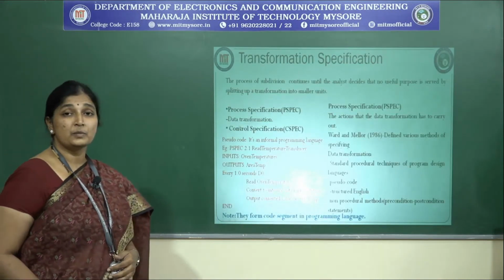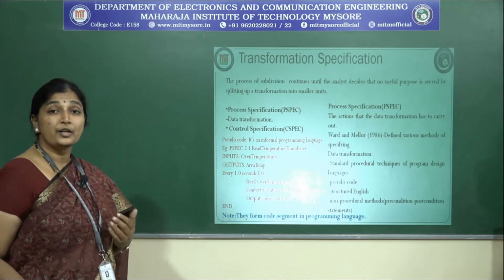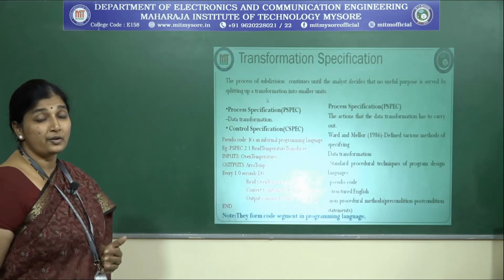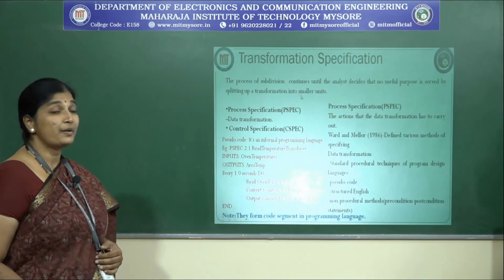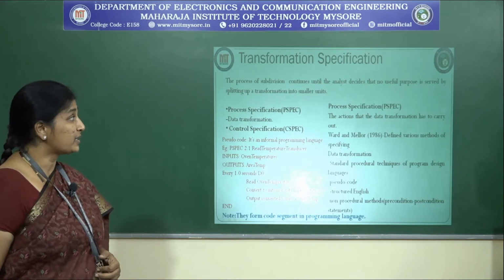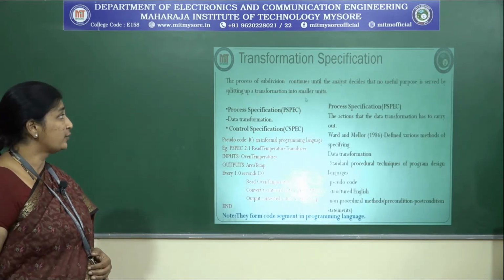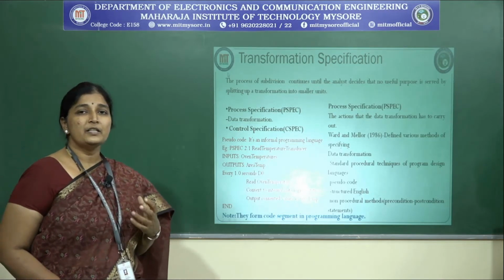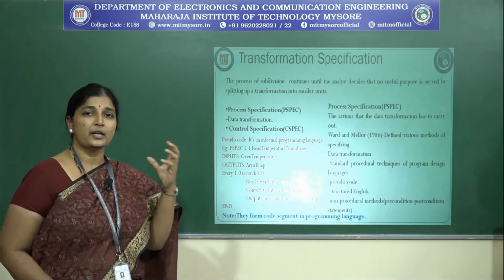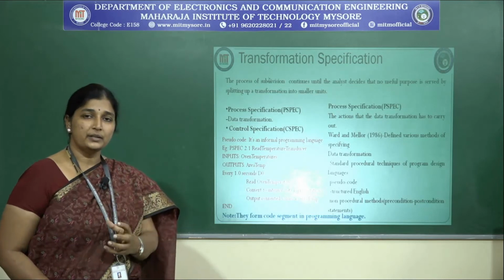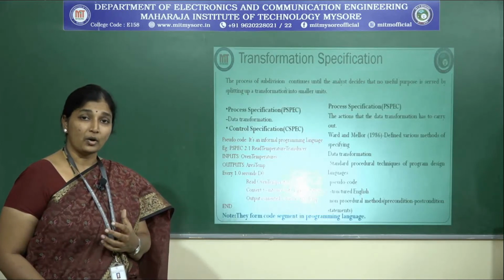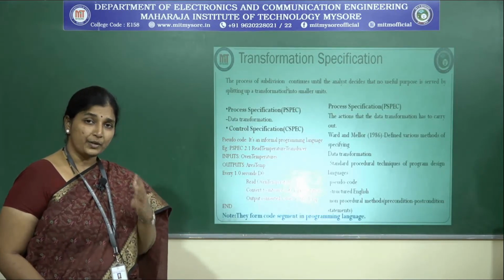Next you have transformation specification. Once you know the rules and regulations of the transformation in the behavioral model, now you need to know what you mean by transformation specification. The process of subdivision continues till the analyst decides that no useful purpose is served by splitting up a transformation into smaller units. So what happens? Whenever there is a transformation, say I am transforming a continuous signal into discrete, and you are further dividing into discrete again with a sub loop, right? It goes on with multiple blocks, right? So what happens? There is a level of transformation that occurs.